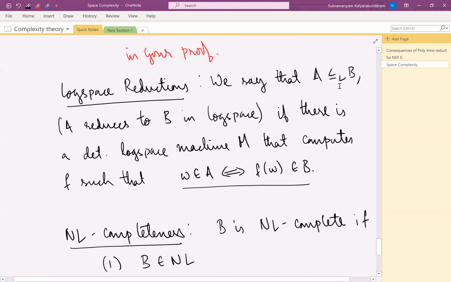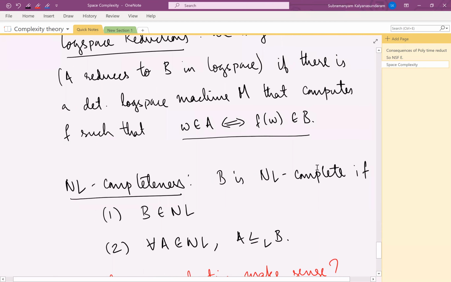If there is a deterministic log space machine M that computes the function F such that given a string W, it computes the reduction instance F(W). So M computes this, and this is the usual rule of the reduction. W is in A if and only if F(W) is in B. So the only difference between polynomial time reduction and log space reduction is the constraint on the machine. In the polynomial time reduction, we said that the machine should run in polynomial time. Here we are saying the machine should run in log space.